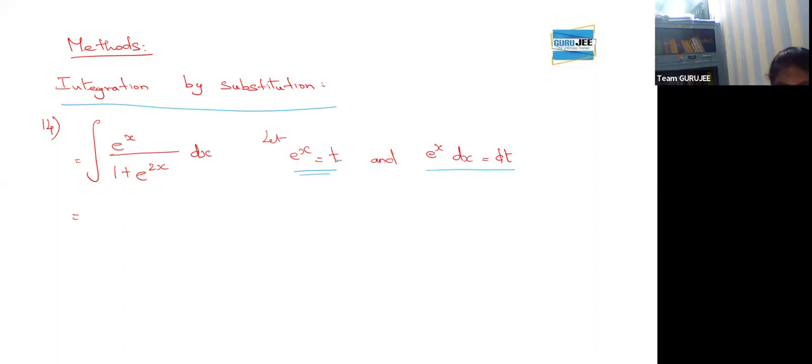e power x is equal to t, then the differential of e power x, that is the derivative with respect to dx. After differentiation, e power x dx will be equal to dt. Now substitute. Integrate dt, e power x dx. Combine both, it will be equal to dt divided by 1 as it is plus e power x is equal to t. Here we have e power 2x, then t square.